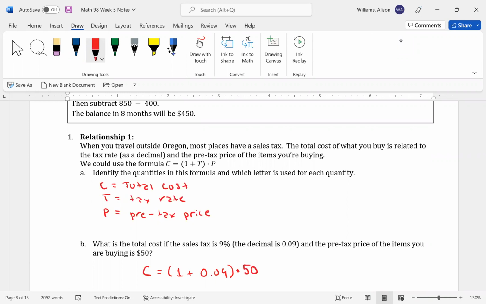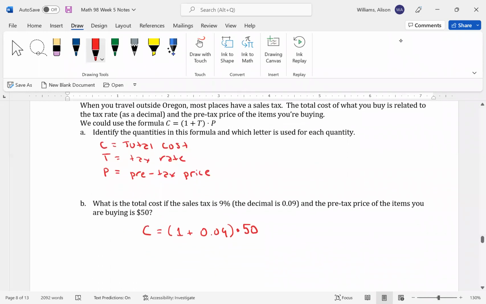Okay, so if I want to figure this out, I'm going to use order of operations. And we'll see that again later. Order of operations says I need to start with what's inside the parentheses. I need to first add those two. That's why there's a parentheses there. So 1 plus 0.09 is just 1.09. And then I'm going to times that by the 50. So grabbing my calculator, 1.09 times 50 comes out to 54.5. There's my cost. That's how much it's total going to cost me. $54.50 if the tax rate is 9%.